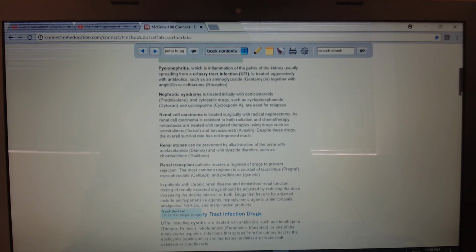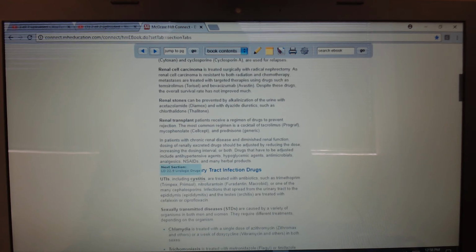Renal cell carcinoma is treated surgically with radical nephrectomy. As renal cell carcinoma is resistant to both radiation and chemotherapy, metastases are treated with targeted therapies using drugs such as temsirolimus, Torisel, and bevacizumab, Avastin. Despite these drugs, the overall survival rate has not improved much.